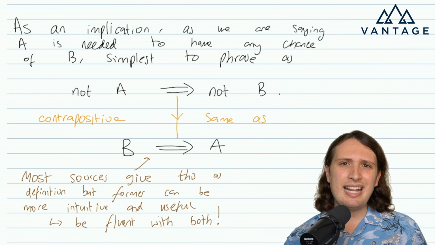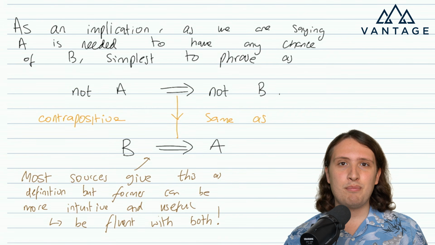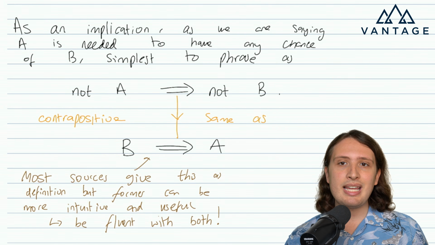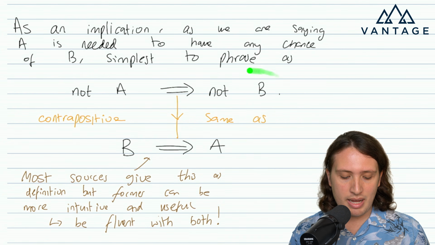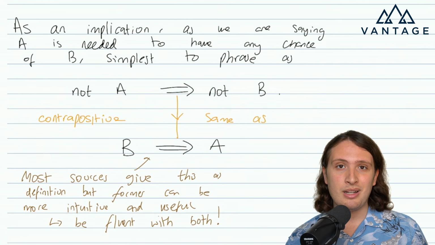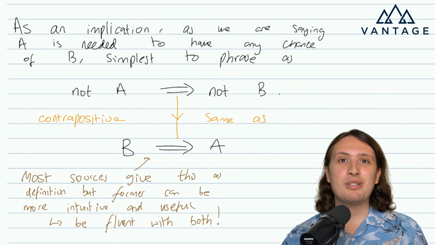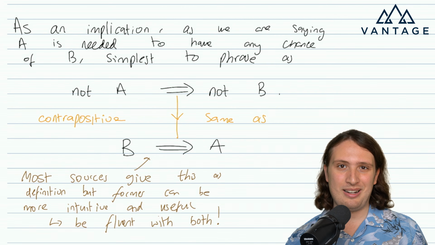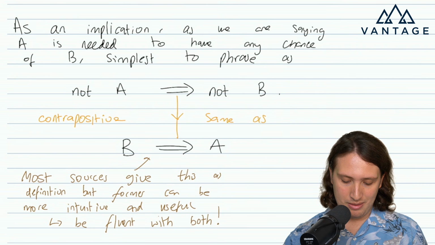Now, this does make sense. If A is needed to have a chance of B, then if you do have B, you must have had A. But I would say that in many cases, the "not A implies not B" formulation is actually more intuitive, easier to work with, and helps avoid the trap of incorrectly inferring that A leads to a conclusion. Ultimately, for TMUA, we should be fluent with both.